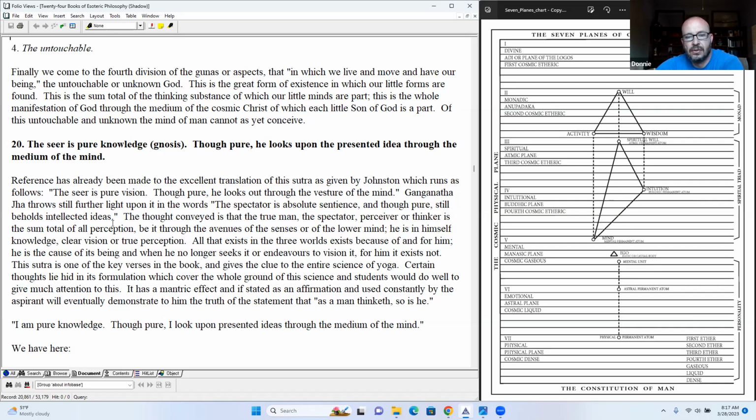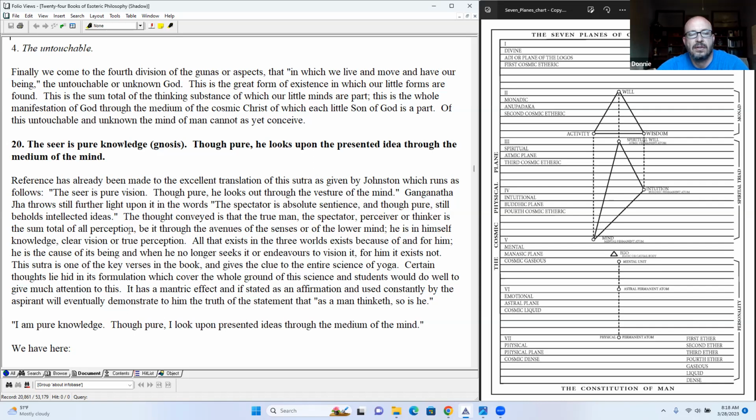The thought conveyed is that the true man, the spectator, perceiver, or thinker, is the sum total of all perception, be it through the avenues of the senses or of the lower mind. He is in himself knowledge, clear vision, or true perception. All that exists in the three worlds exists because of him, because of and for him. He is the cause of its being, and when he no longer seeks it or endeavors to vision it, for him it exists not.